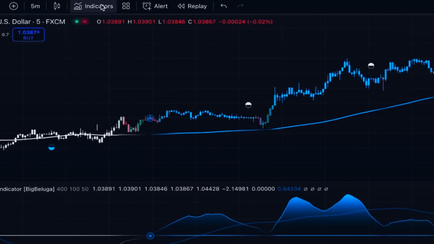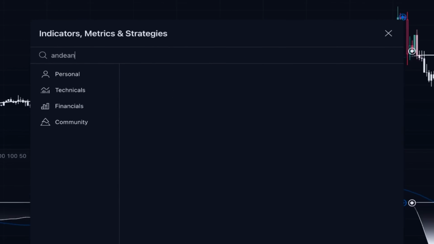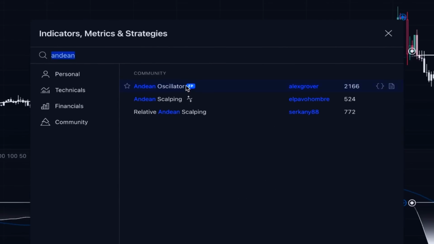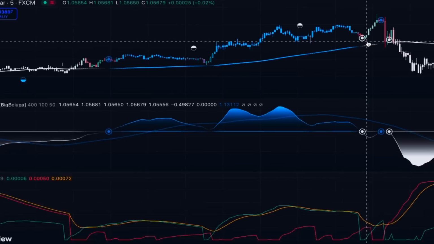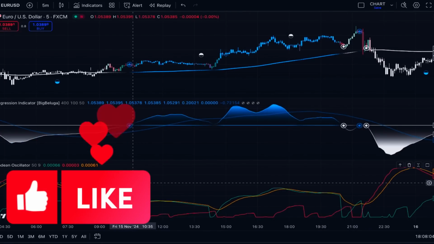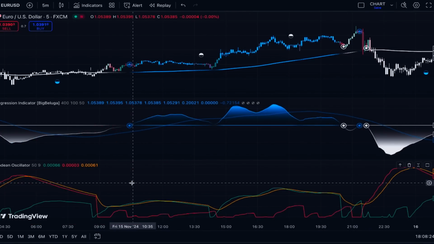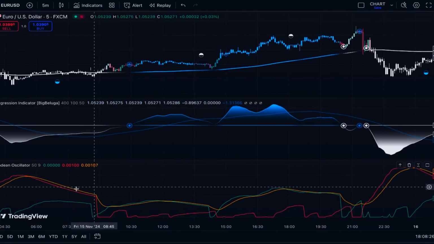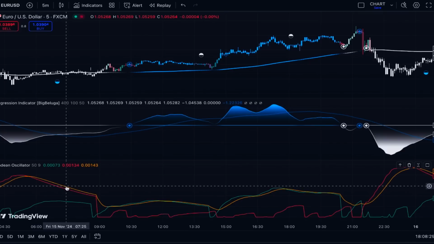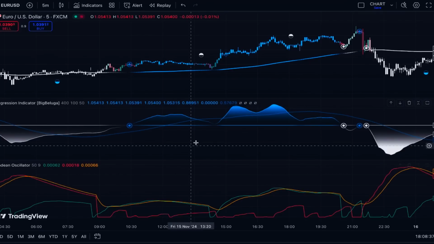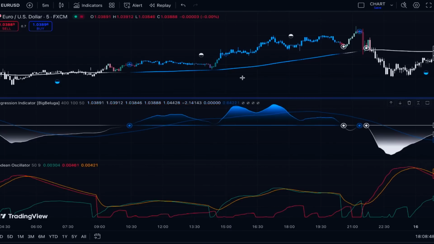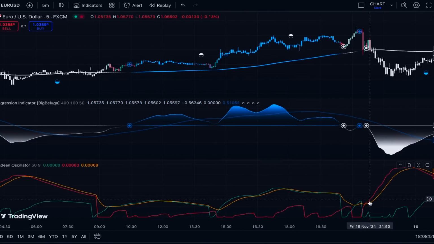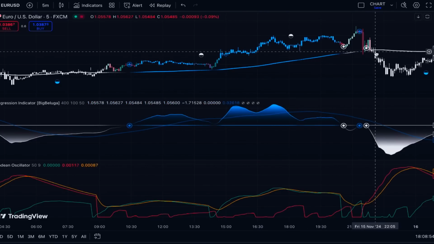Here we click on indicators and we search Andean oscillator, this one, which is an editor specs indicator and written by Alex Grover. Alright, this is a very powerful trend indicator that can help you with identifying trending and non-trending market. When the orange line is above the other two lines, it tells us that the market is not trending. When the green line is above the orange line, it tells us that the price is advancing, and when the red line is above the orange line, it tells us that the price is declining.